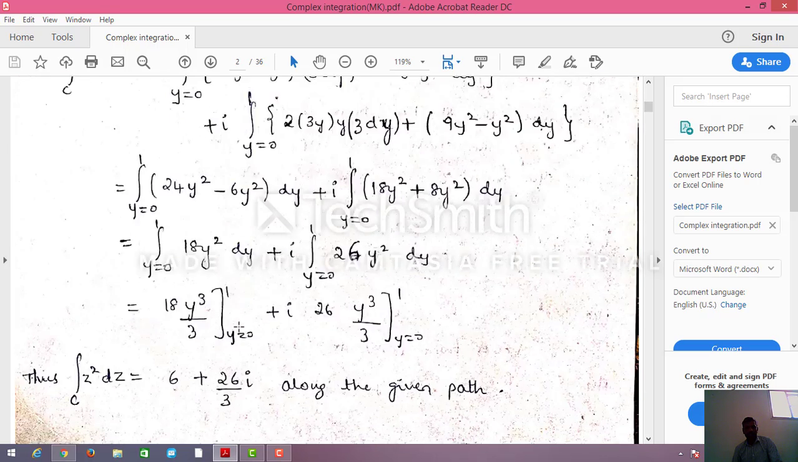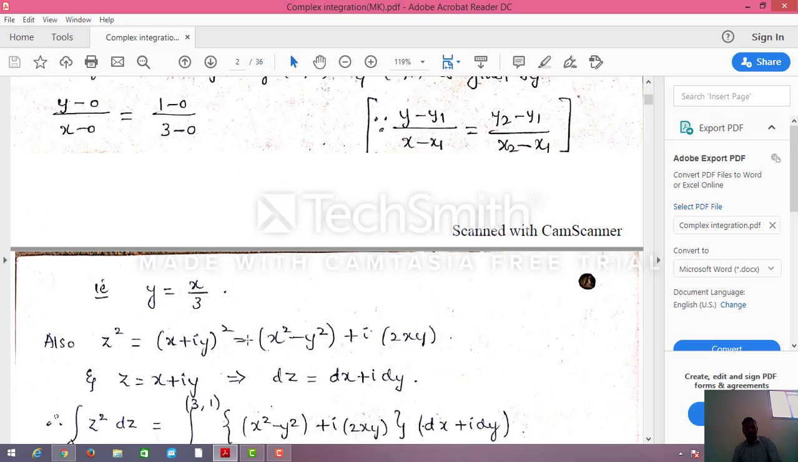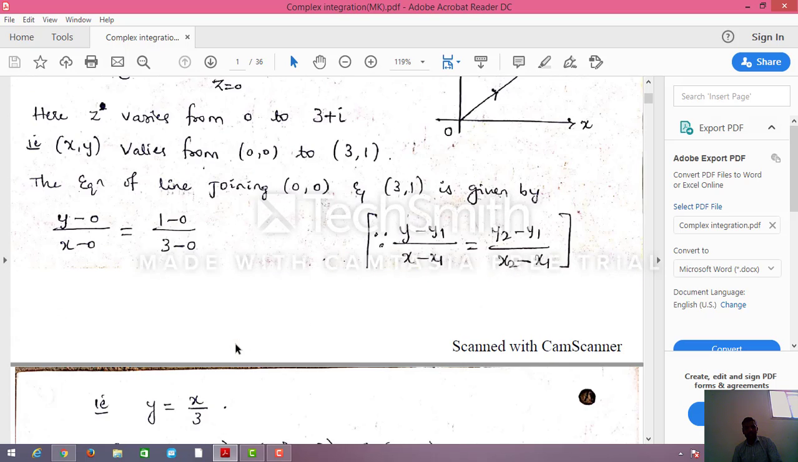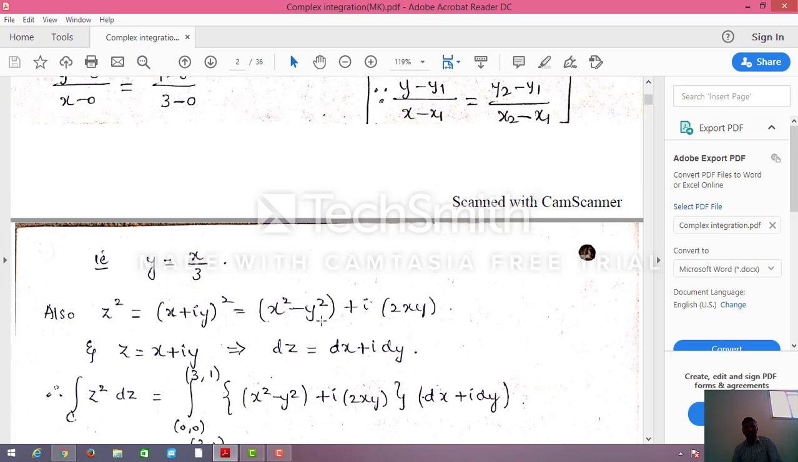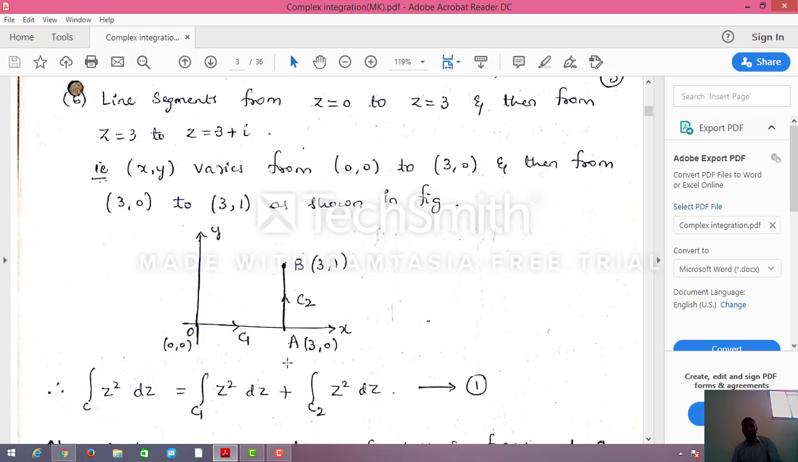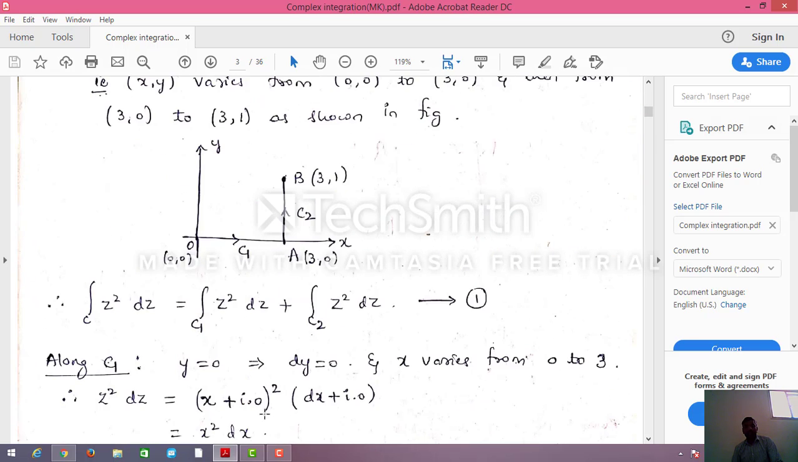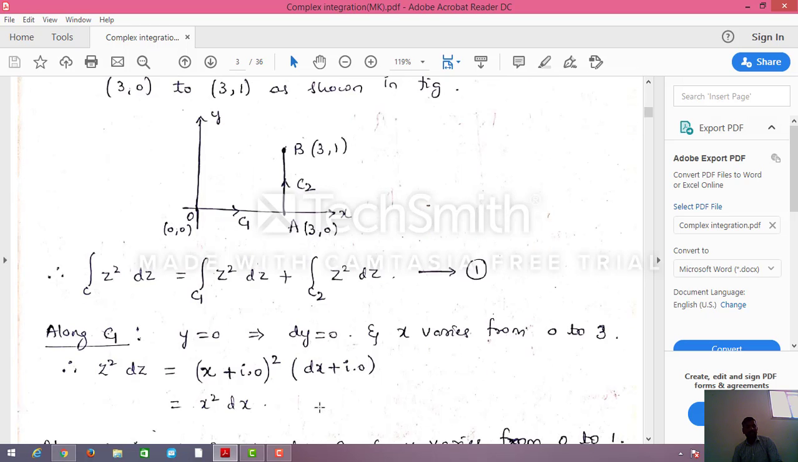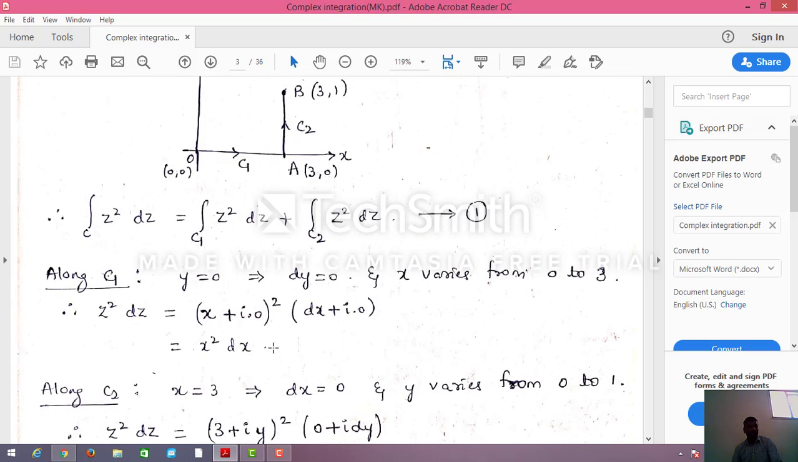I already told that previously: z square is nothing but, in this one we are substituting, z square is x square minus y square plus 2xy. Here if you substitute in this, that is what we are doing here, x plus i times 0, plus dx, and the dy value should also be 0. So now you will get z square as x square into dx.